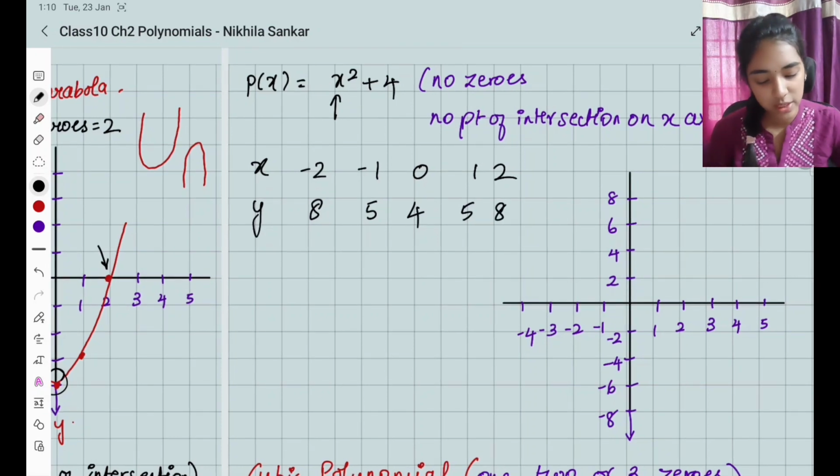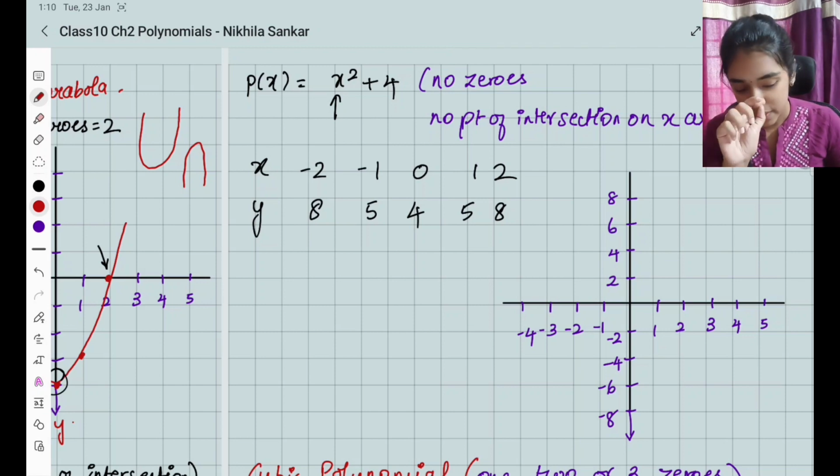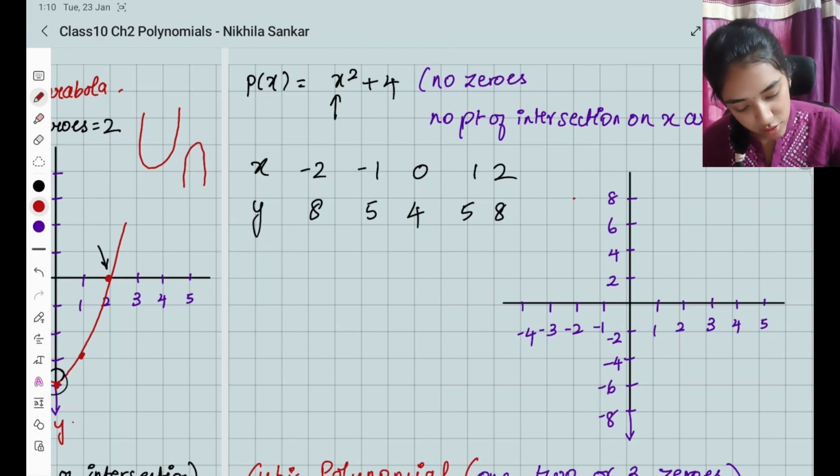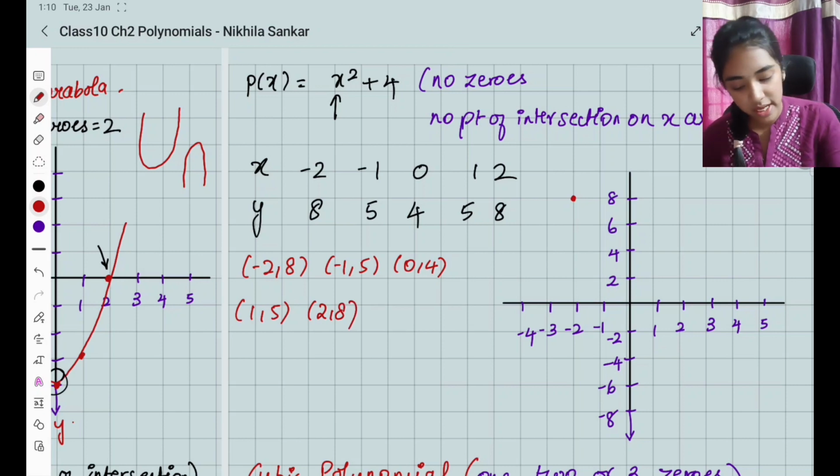Okay, இப்போ no zeros. So let's plot this first. No zeros na அர்த்தம் x-axis la intersect ஆகலன்னு அர்த்தம். பார்க்கலாமா? So when I plot this, I have -2, 8. So this is going to be -2, 8. First points எழுதிடலாம். -2, 8, -1, 5, 0, 4, 1, 5, 2, 8. புரிஞ்சுதா? x, y. This is what I'm writing.